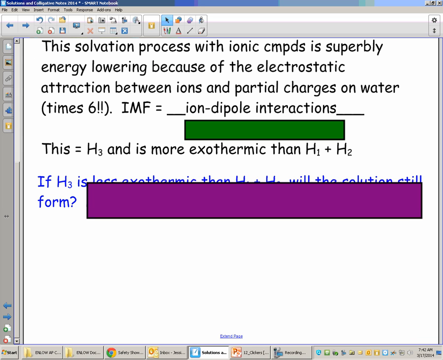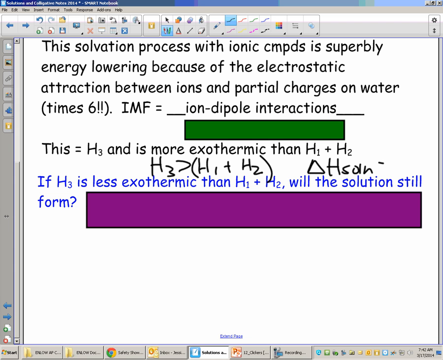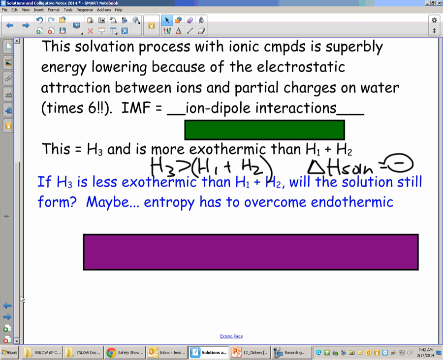So the process here of H3, which is the solution process, the mixing process, that has to be greater than the combination between H1 and H2. If not, the process usually won't be exothermic enough for it to occur. So if H3 is greater than the sum of H1 plus H2, then overall delta H of solution is negative. That is much preferred. If it's not, that means it's endothermic. And so what has to outweigh the enthalpy for this process to occur? Entropy. Right. That's what that says. The entropy will overcome the endothermic nature of it.